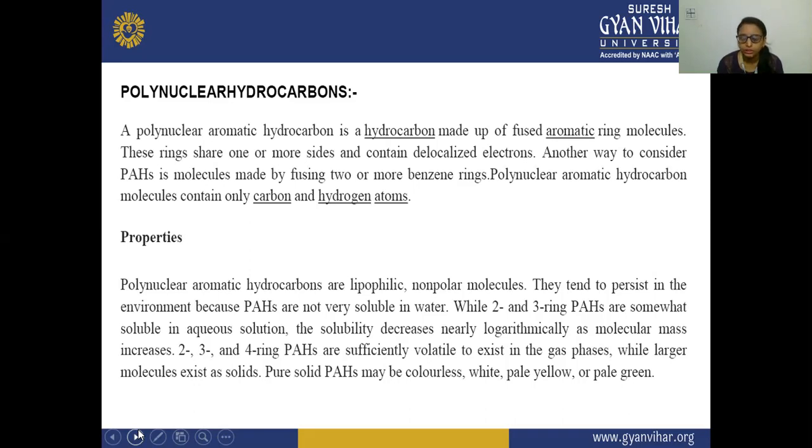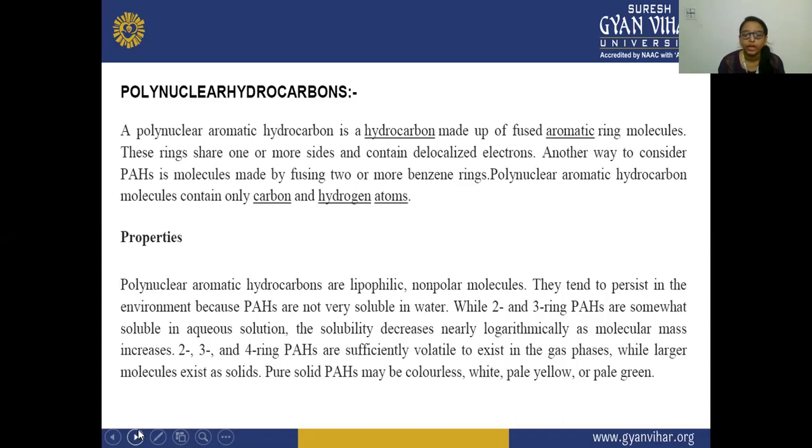If we have to consider this PAH, then we can also say that these are made by fusing two or more benzene rings. So these polynuclear aromatic hydrocarbon molecules contain only carbon and hydrogen atoms. Now, the properties of these polynuclear hydrocarbons.